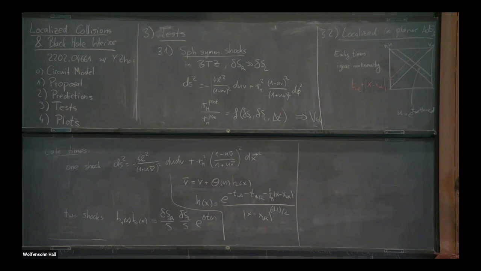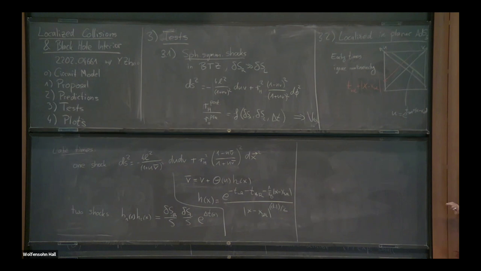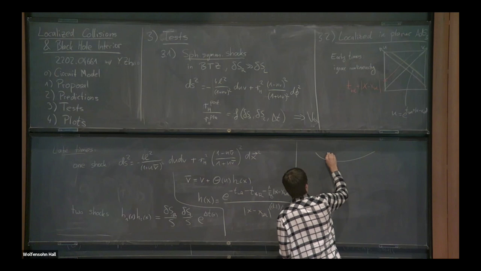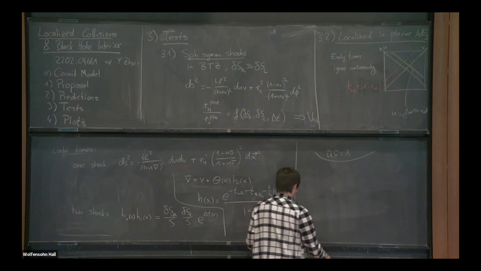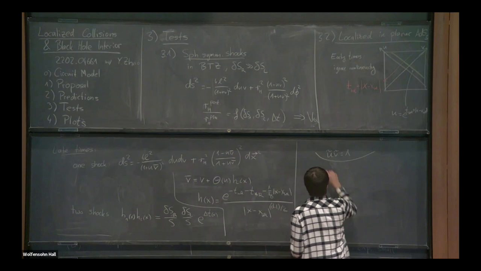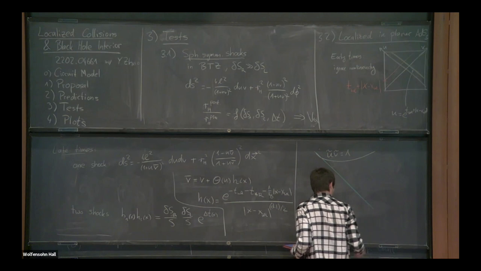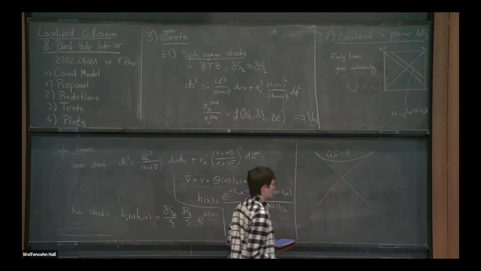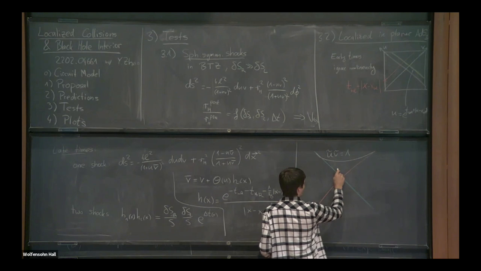So you can follow a family of null rays. There's a singularity, specifically U times V equals one. And then the two shocks go like this. So the post-collision volume that we want, as a function of x, is the volume of this region here that's bounded by the two shocks and the singularity.